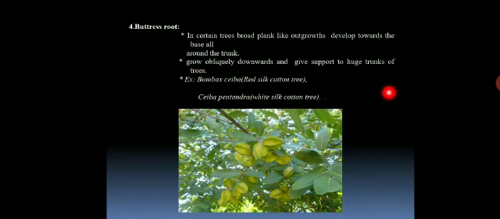These are some of the classifications present in the adventitious root system.